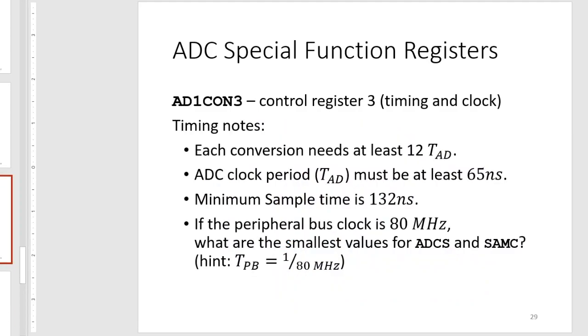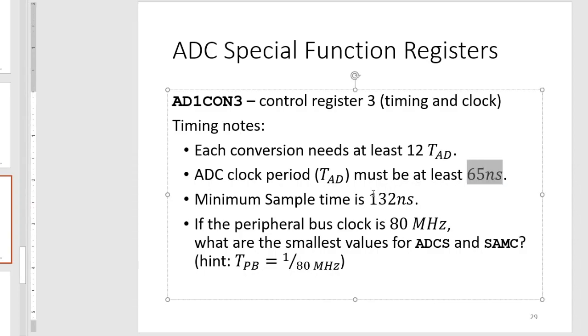And speaking of minimum conversion times, we should note that each conversion needs at least 12 clock periods of our ADC. 10 of these are for the conversion, and 2 of these are for writing the data in our buffers. Then our ADC clock period must be at least 65 nanoseconds, and our minimum sample time is 132 nanoseconds. So we need to take note of these.